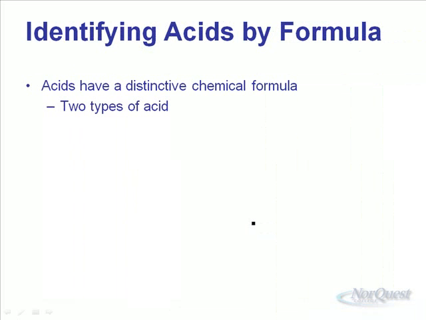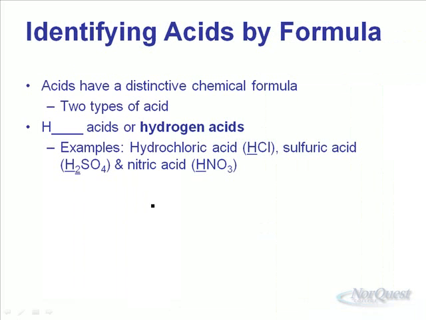When we look at acids, it turns out that acids have 2 distinctive chemical formulas. The first formula are called hydrogen acids or H acids. When their formulas are written, there's an H written at the front, followed by some kind of anion or negative ion. So some examples include hydrochloric acid, sulfuric acid. This is battery acid.